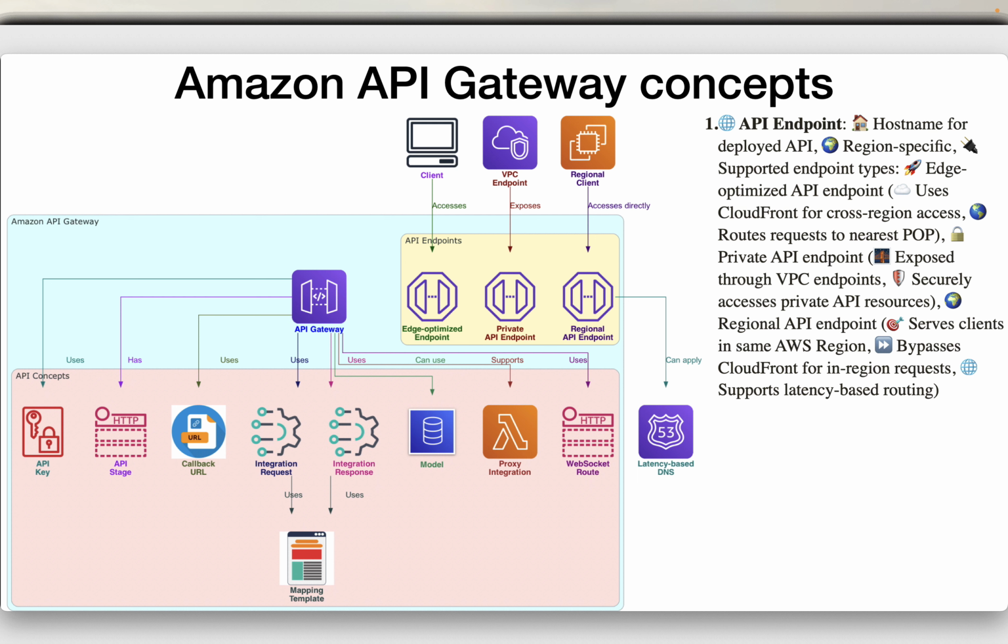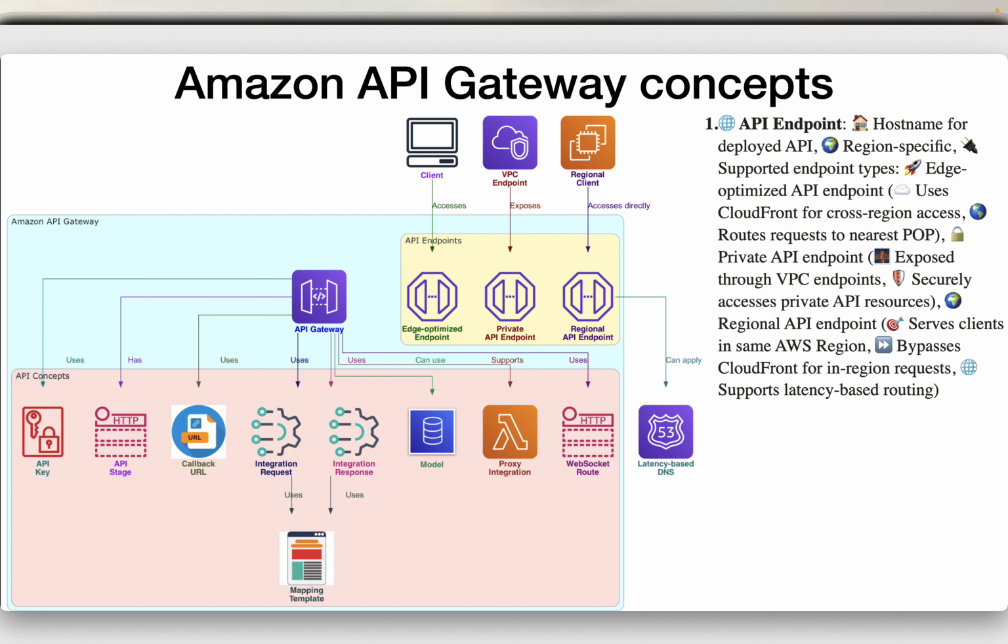And lastly, the third one is the regional API endpoint, the host name of an API that is deployed to the specified region and is intended to serve clients such as EC2 instances in the same AWS region. API requests are targeted directly to the region-specific API Gateway API without going through any CloudFront distribution. And for in-region requests, a regional endpoint bypasses the unnecessary round trip to a CloudFront distribution.